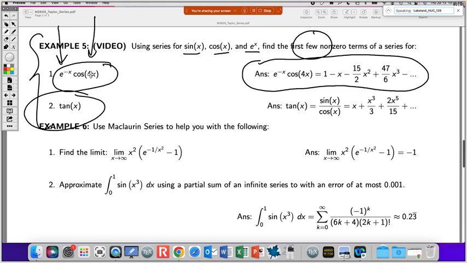And I know how much you folks enjoyed long division, right? I know how much you enjoyed that. Well, get ready for really long division, because you're dividing two infinite polynomials to get the series for tangent. So once again, that's worth your time.